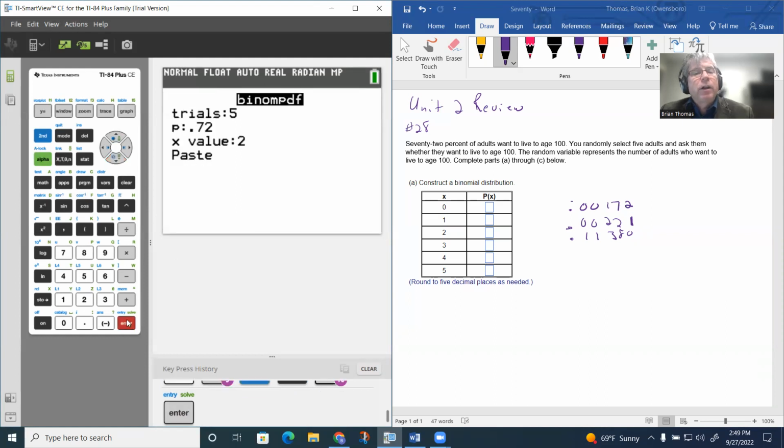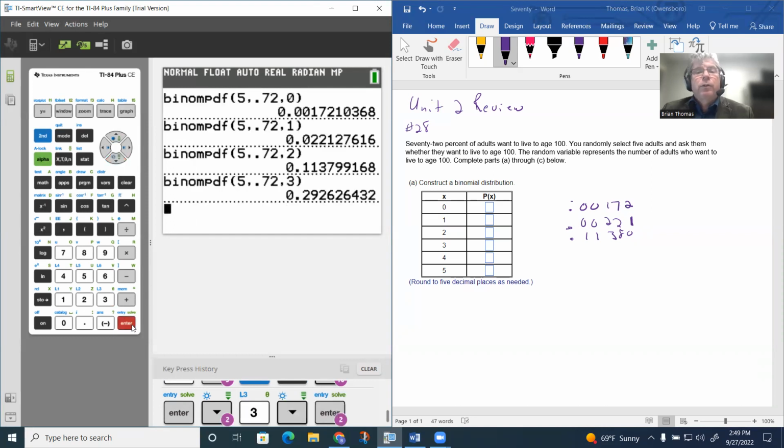So if I hit enter there, my trials is still 5. My probability is still 72%. This value now changes to 3 people. Come on down to paste, hit enter. So notice that it jumps up to like 29% of the people. So 0.29262. And do we keep the 2, or do we not keep the 2?